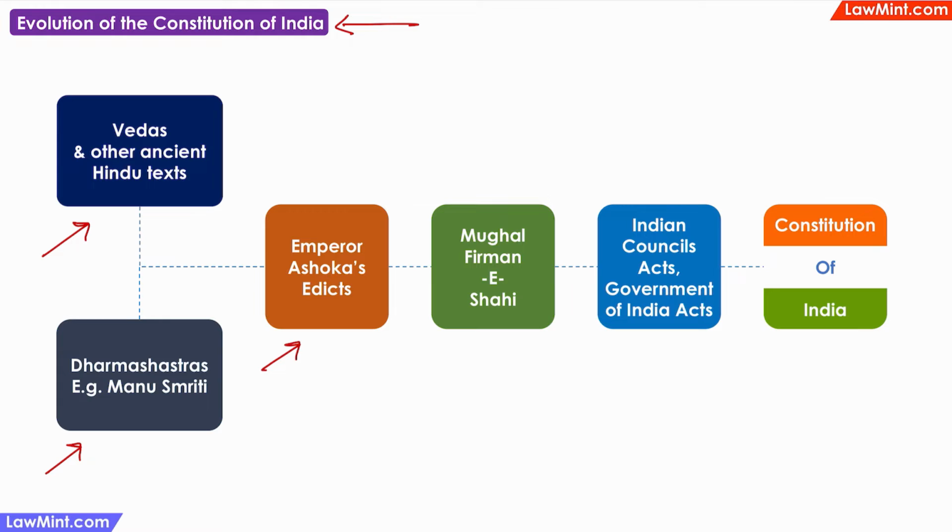Emperor Ashoka's edicts are also considered as milestones in the evolution of the constitution because they documented Ashoka's moral and religious beliefs and his social welfare programs.